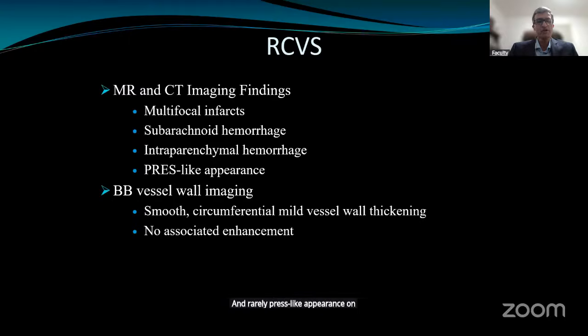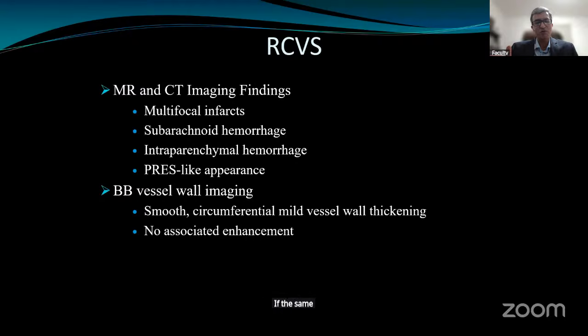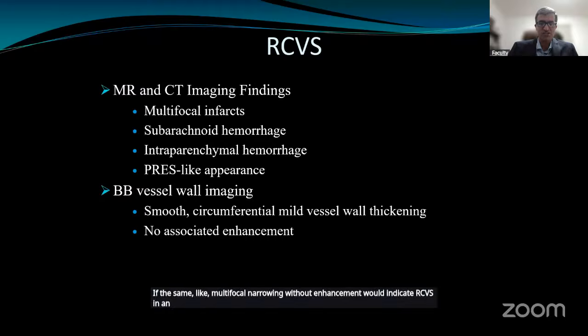Okay, on vessel wall imaging, there's going to be a smooth, circumferential, mild vessel wall thickening. And the most important thing is there's not going to be vessel wall enhancement here. So multifocal narrowing with vessel wall enhancement suggests vasculitis in the appropriate clinical context. The same multifocal narrowing without enhancement would indicate RCVS in the appropriate clinical context.